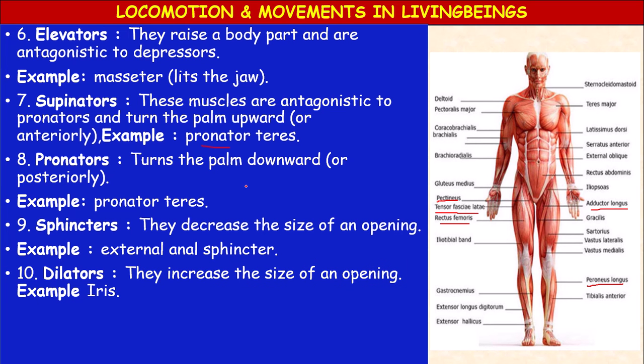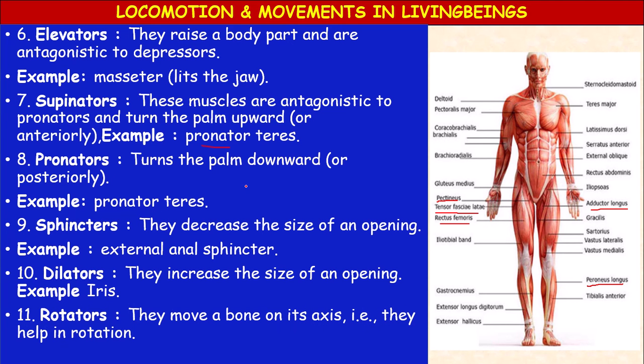Next, dilators. Dilators increase the size of an opening. These are very minute, small muscles, for example the muscle present in the eye, the iris, which increases the size of the pupil to allow more light to pass inside.